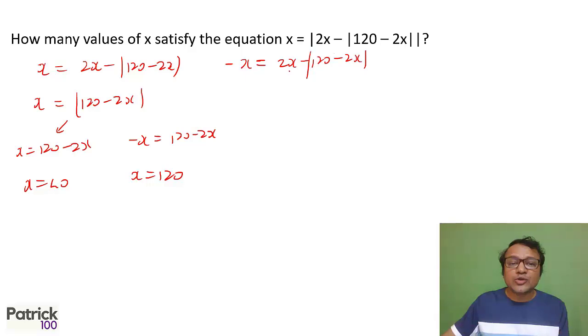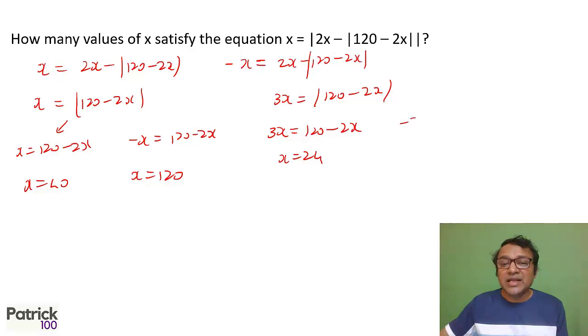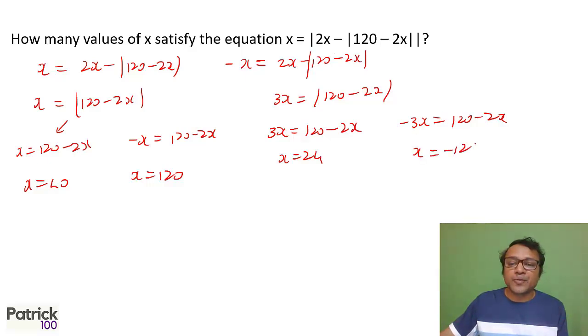Similarly out here, when you try to solve, you will get 3x equal to 120 minus 2x. Again, 2 possibilities, positive or negative. 3x is equal to 120 minus 2x, which gives you x equal to 24, or minus 3x equal to 120 minus 2x, which should give you x equal to minus 120.